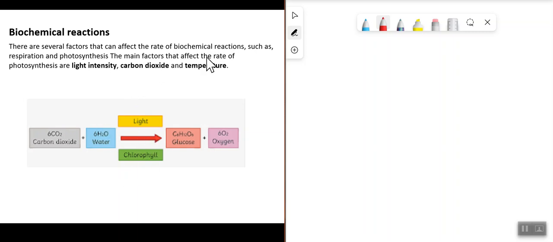The main factors that affect the rate of photosynthesis are light intensity. The more light you get, the more reaction happens. Carbon dioxide: again, the more carbon dioxide, or reactants, you have, it'll increase the rate of the reaction. And then the temperature as well. The temperature has to be just the right temperature in order for these reactant molecules to come into contact with each other and for this reaction to happen. So these are biochemical reactions that can happen.